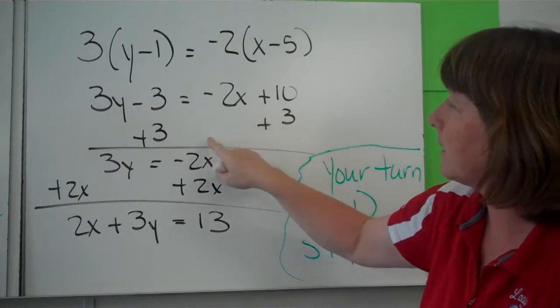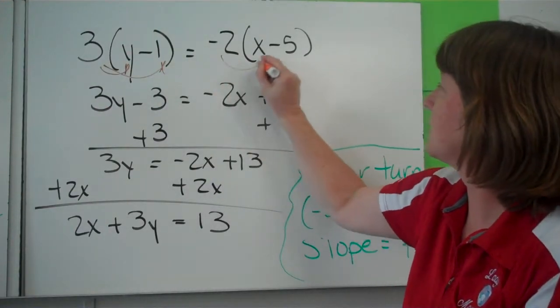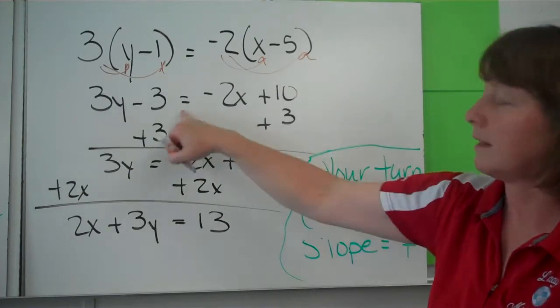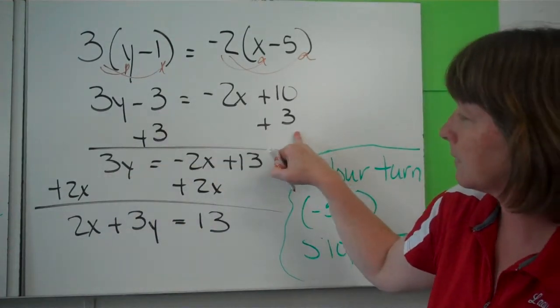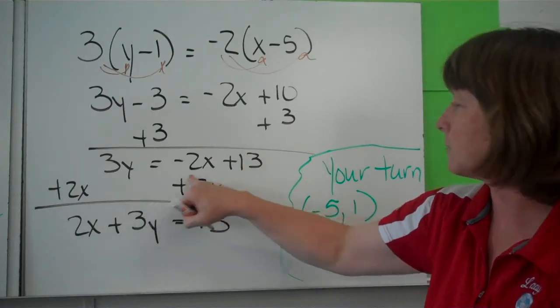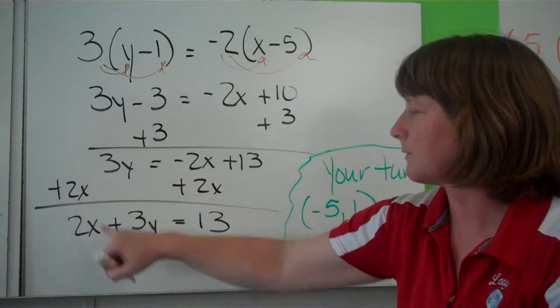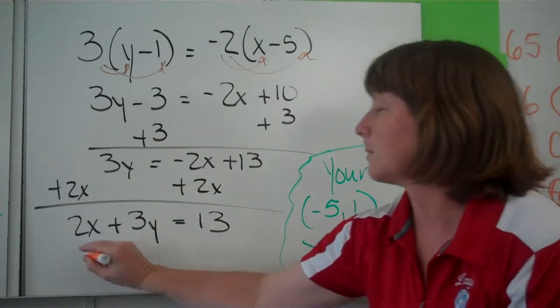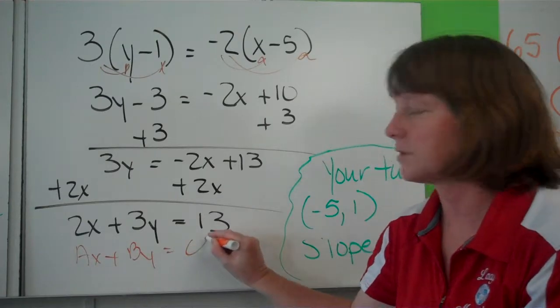Now we're going to clean it up, distribute the 3 out, distribute the negative 2 out, and move the constant over, and that leaves us with y equals negative 2x plus 13. Now we have to move the x over to that side to get it in the standard form, and we now have ax plus by equals c.